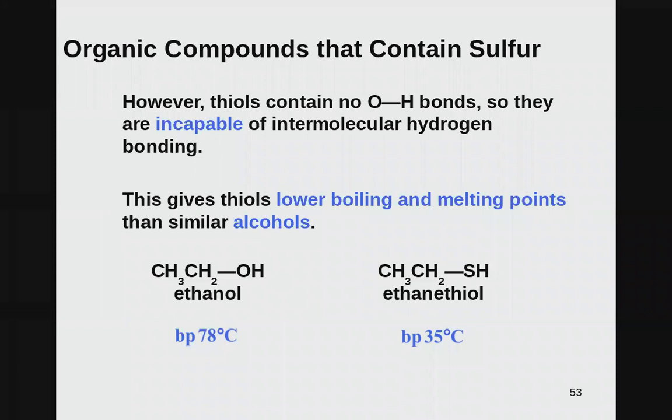But thiols ultimately have a lower boiling and melting point than similarly sized alcohols. So if we have ethanol, the fun time alcohol, and then ethane thiol, CH3CH2SH, you'll notice that the boiling point is about half. Why is that? This guy does not do hydrogen bonding. This guy does hydrogen bonding. Remember, one of the things that gives water its unusual characteristics is all of its hydrogen bonding, and sulfur groups just simply don't do that.